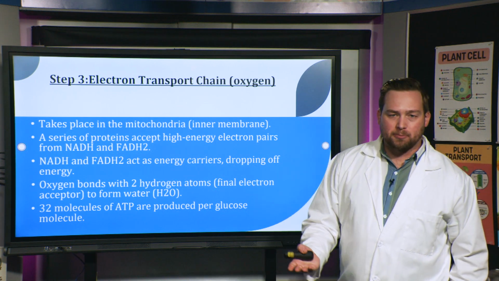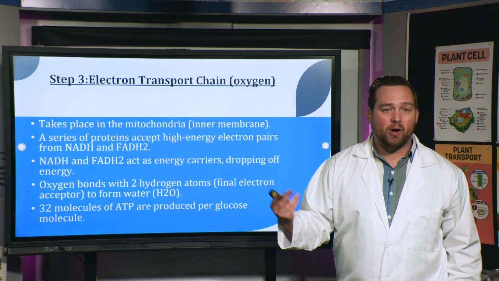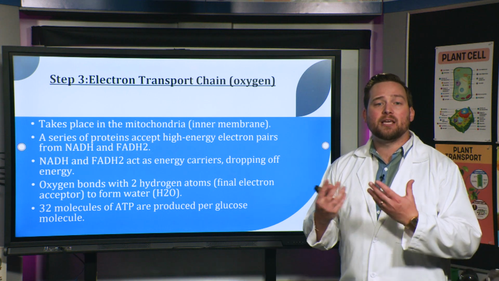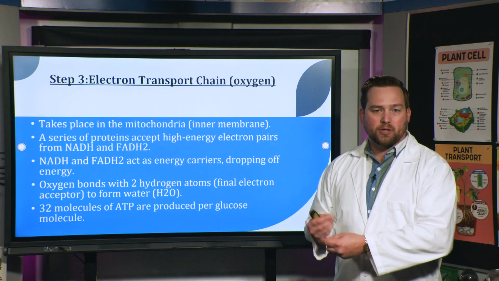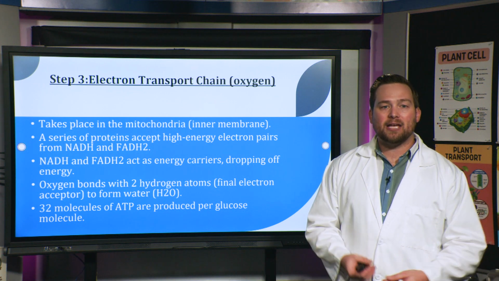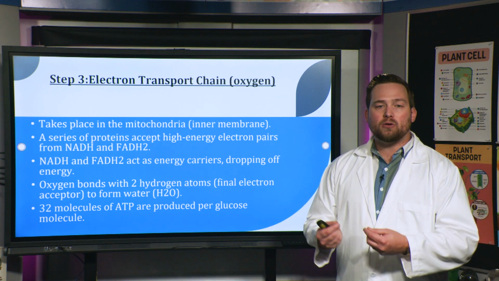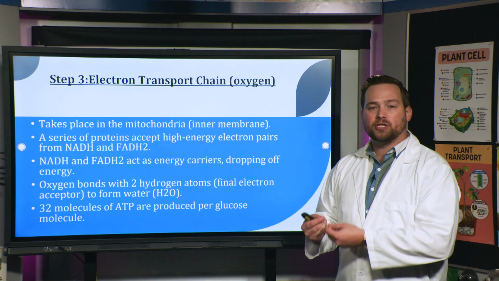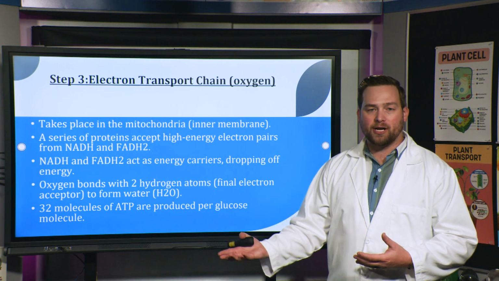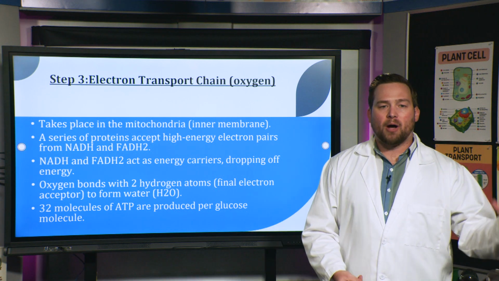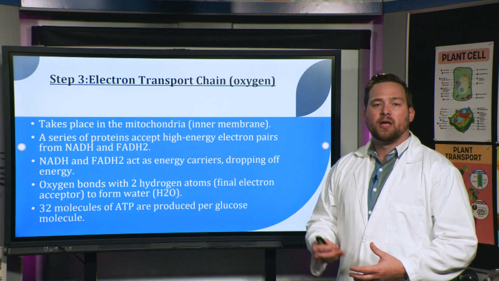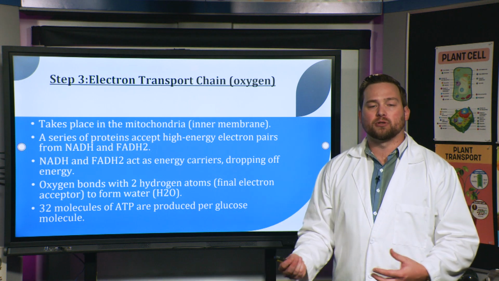So the electron transport chain, remember that this only happens if we have oxygen. Okay, it happens in the mitochondria. We use those tokens that we made, the NADH and the FADH2, they act as high energy carriers, and they drop off their energy at that ATP synthase channel. Okay, the oxygen bonds with 2 hydrogen atoms. Those are the final electron acceptor to form water.